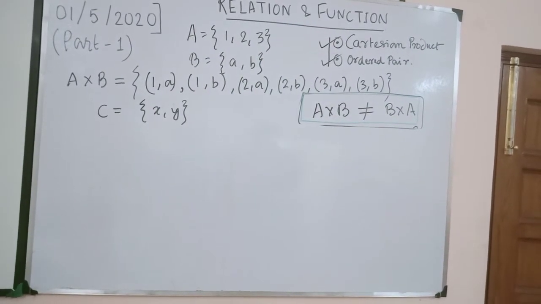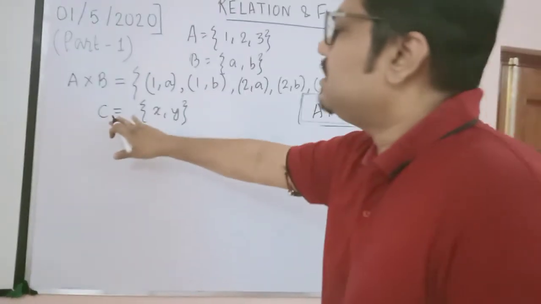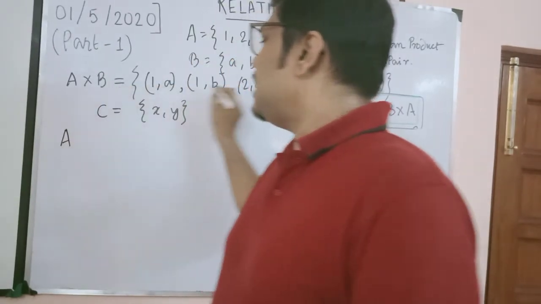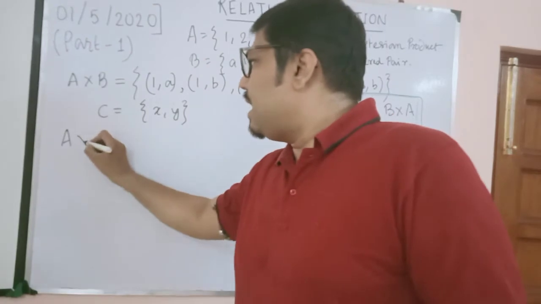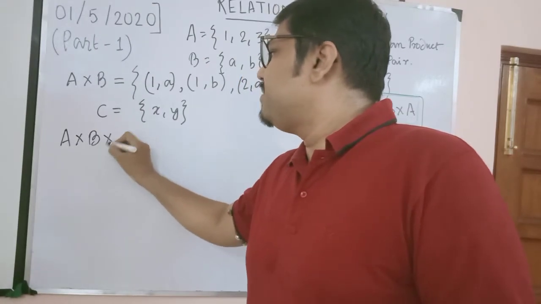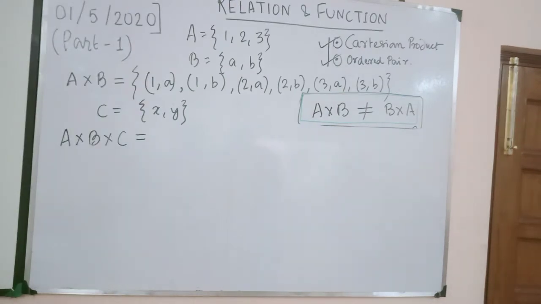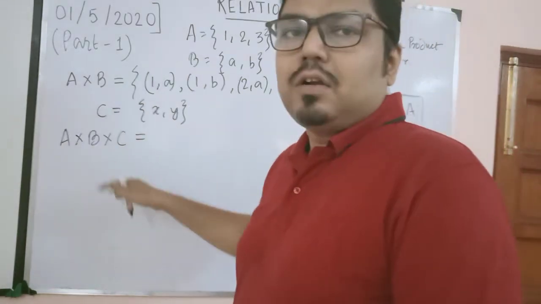So see here what I have done, I have erased a part of the board and I have taken the third set C. Why do that? I have not erased this A cross B, only because I will try to find out a triple product now. Okay, so this is the same rule, that means the Cartesian product rule only, but we will try to get A cross B cross C.